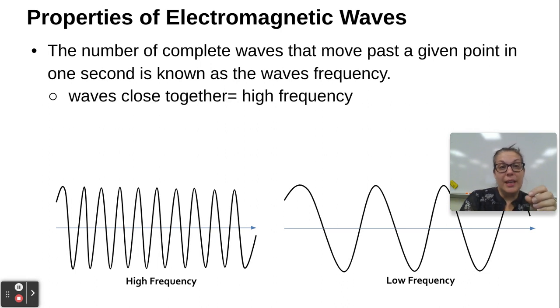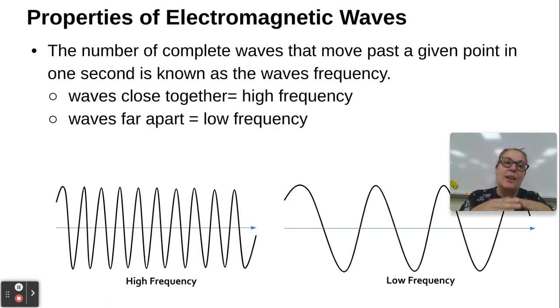So if you have waves that are really close together, there's a high frequency. Think about it, frequency. How frequently is it happening? How often is it happening? If there's a high frequency, it's happening a lot. So the waves are getting closer and closer together. If the waves are close together, it's moving really fast. High frequency.